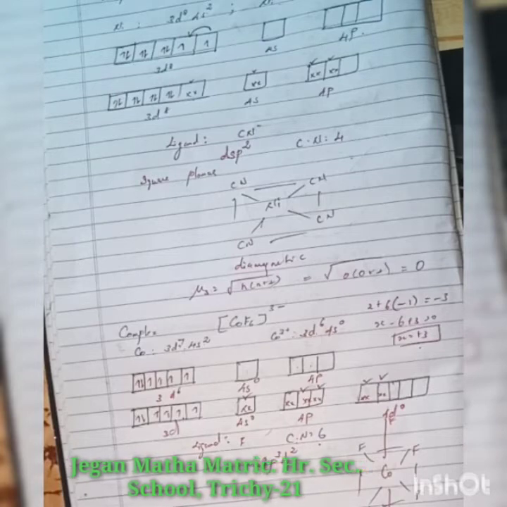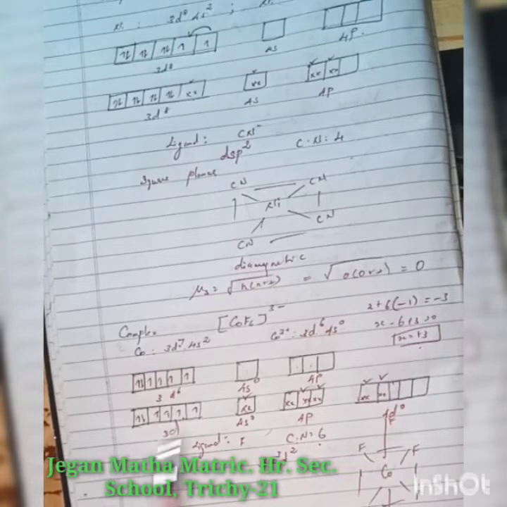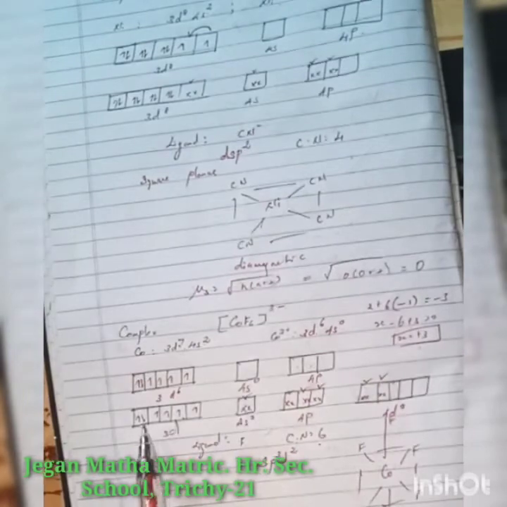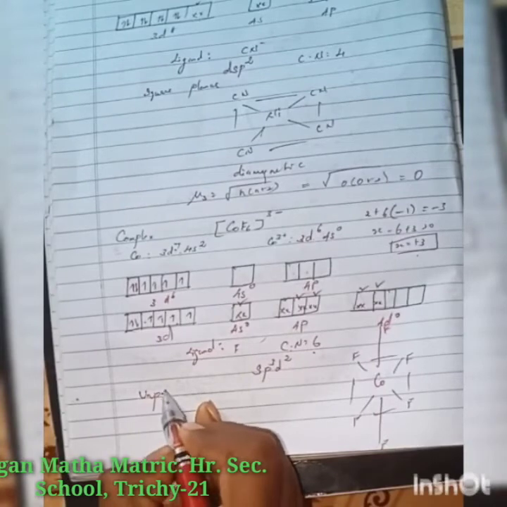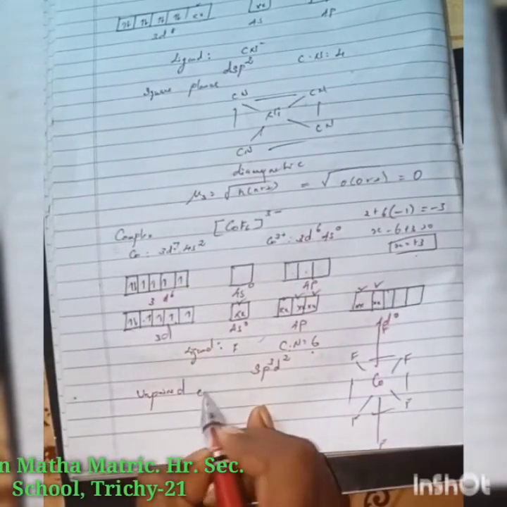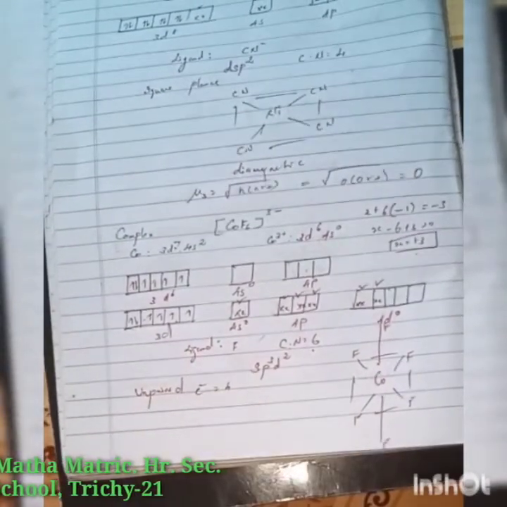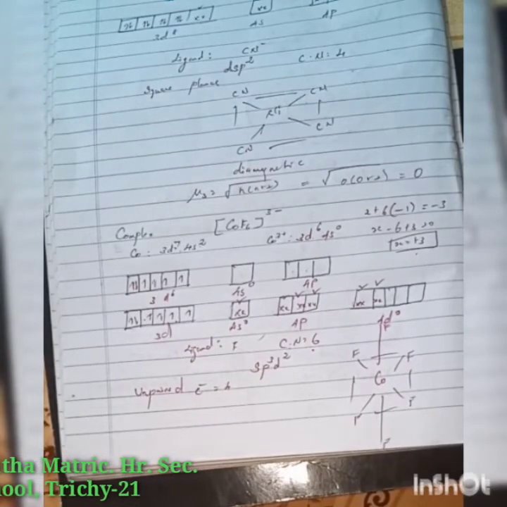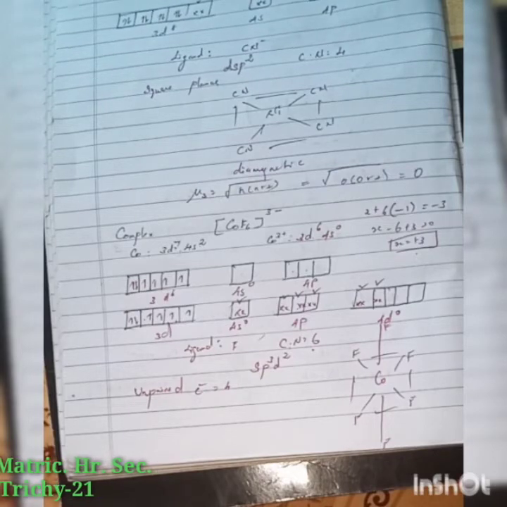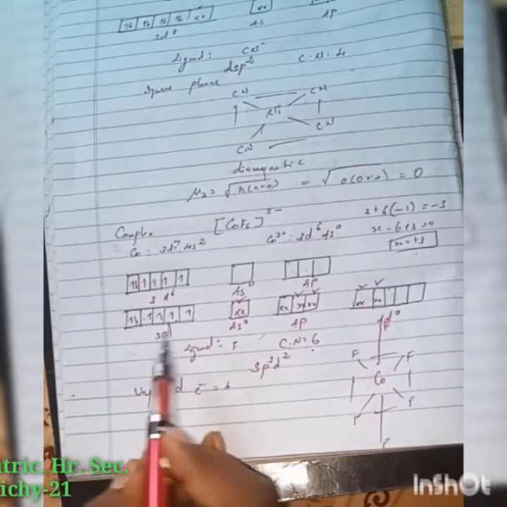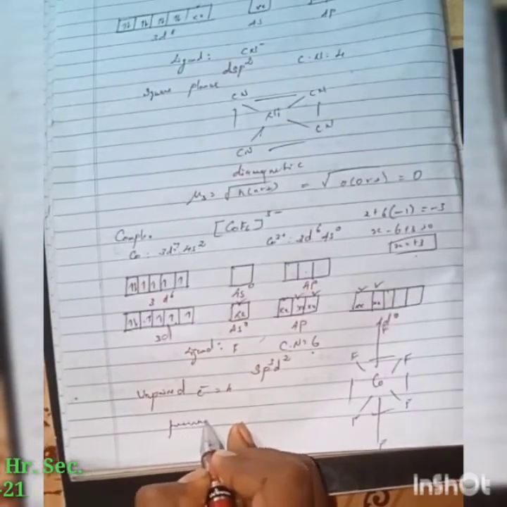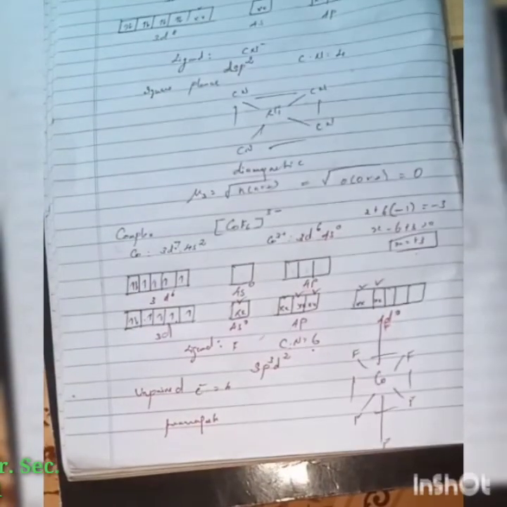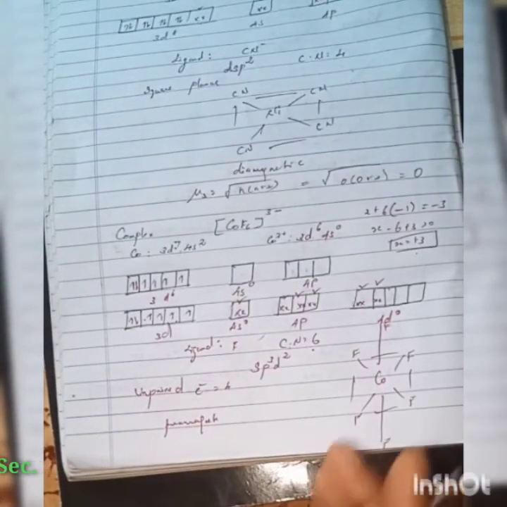Then we calculate the number of unpaired electrons. Here the total number of unpaired electrons is 1, 2, 3, 4, so unpaired electrons are present 4 times. What is the nature of this complex? Electrons present in pairs mean diamagnetic; electrons present unpaired mean paramagnetic. Here the electrons are unpaired, so this is a paramagnetic compound.